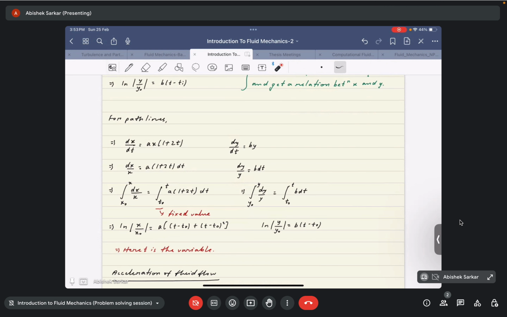Thus t naught is fixed here in this case, and similar explanation could be given for the y coordinate as well, where the limit of integration for y would vary from y0 to y, and time would vary from t0 to t, okay, where t0 is a constant now, okay. That's what we need to remember, right?